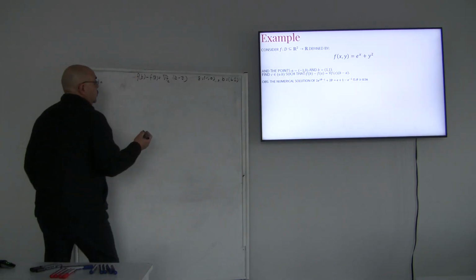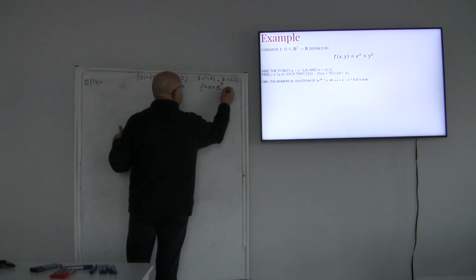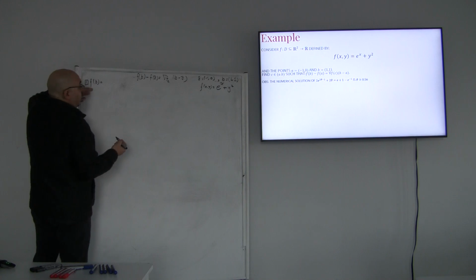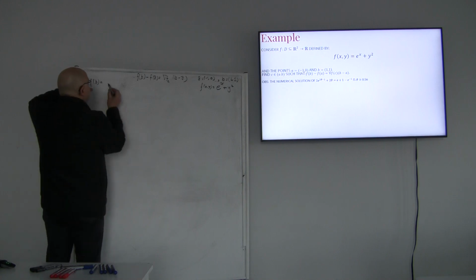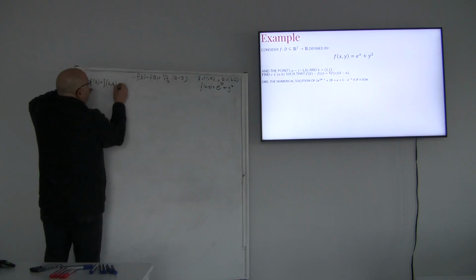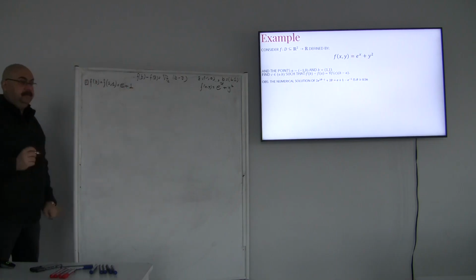So I will start with f of B. The function that we are talking about is f of x and y, which equals e to the power of x plus y squared. So, okay, let's start getting f of b. f of b means the function value at the point 1 and 1, which is going to result in e to the power of 1 plus 1 squared, which is 1. Are you with me?